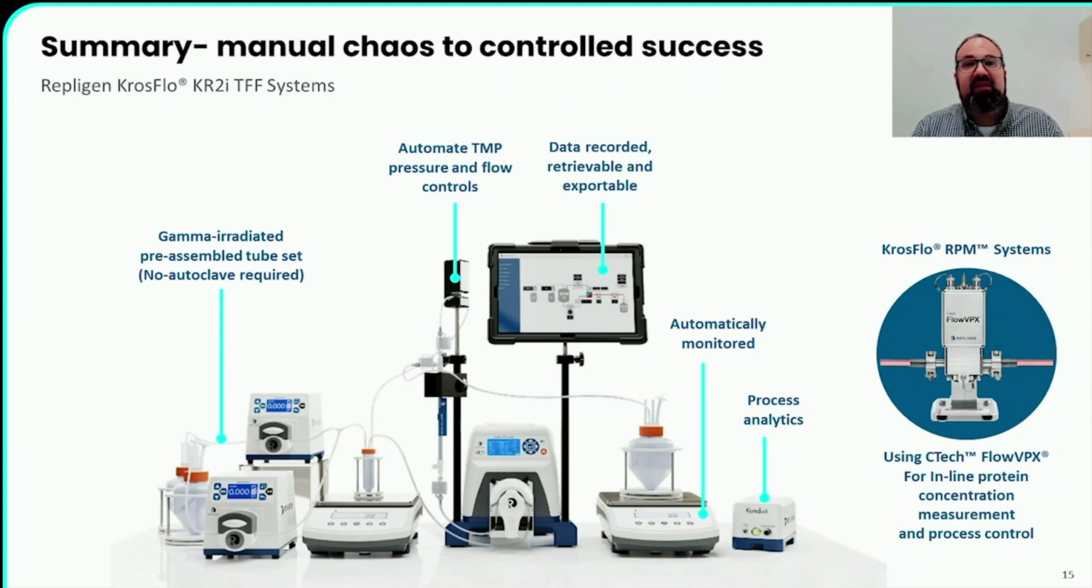So, in summary, if you're tired of the chaos of running TFF manually, but you're also struggling to find a system that ticks all the boxes, then the Repligen CrossFlow KR2i system is a great solution that ensures controlled success within your process. From pre-assembled gamma irradiated tube sets that eliminate the need for autoclaving, to automated TMP pressure and flow controls for hands-off automated TFF operations, capturing, recording, and logging all your data automatically with the KFCON2 software for easy accessing and reporting. All of these elements come together to provide you with a robust TFF solution.